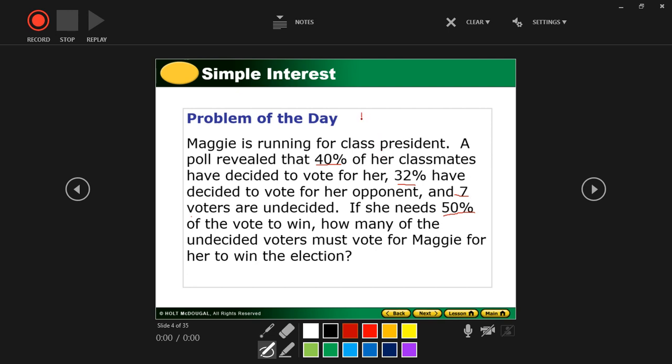All in all we have 100%, right? 100, correct? Okay, 100% minus 40%, what remains for Maggie. Okay. Minus 32%, what remains for her opponent. So, how much is that? 100 minus 40, that's 60. 60 minus 32, that is 28. So, it means 28% consists of these 7 classmates of Maggie.